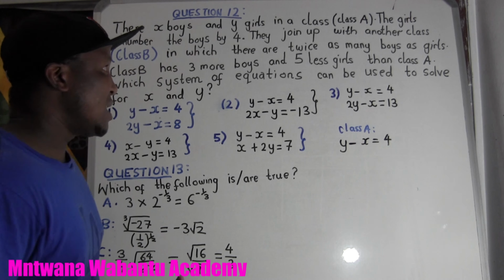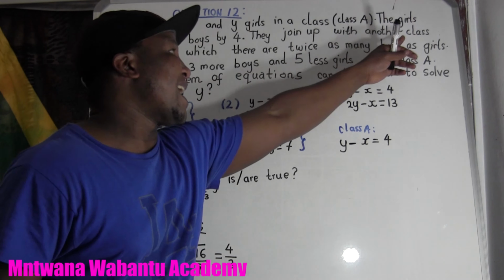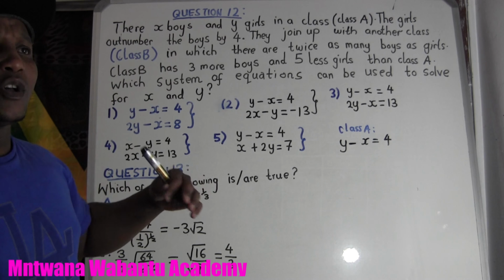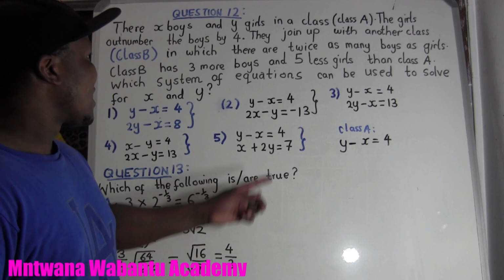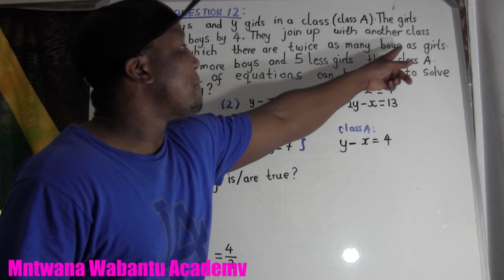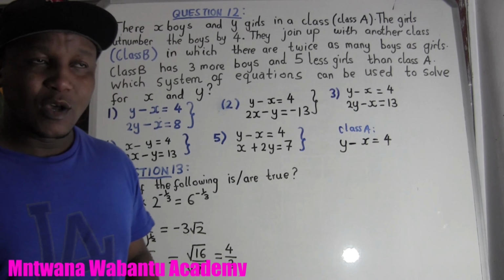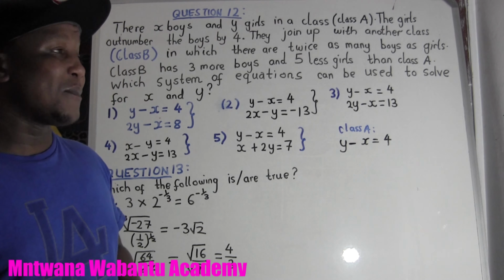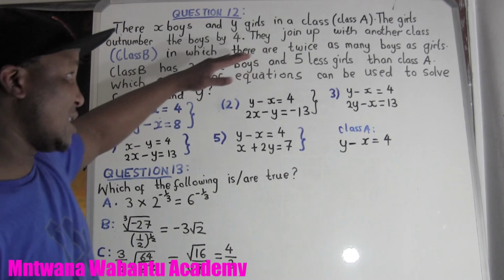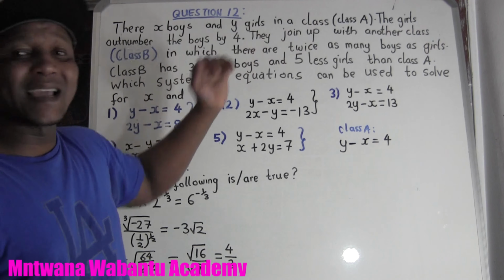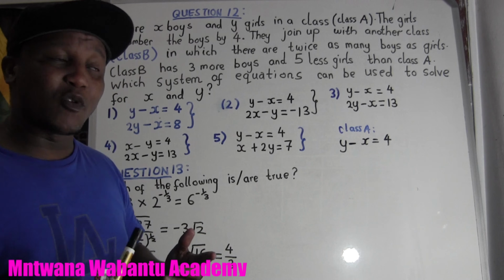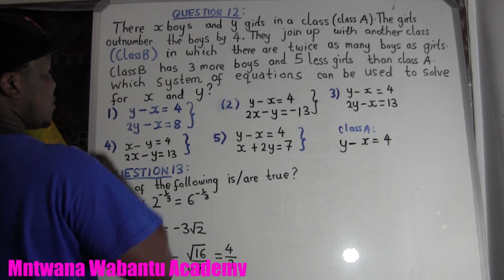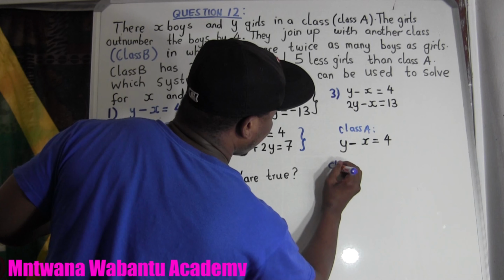Now if you go to class B, they say they join up with another class, class B, where there are twice as many boys as girls. I'm not going to write anything here yet. Let me jump to the next part and I'll go back a little bit. This question is tricky. Sometimes, the more questions you do, the more you get used to it. So let's say this is class B.